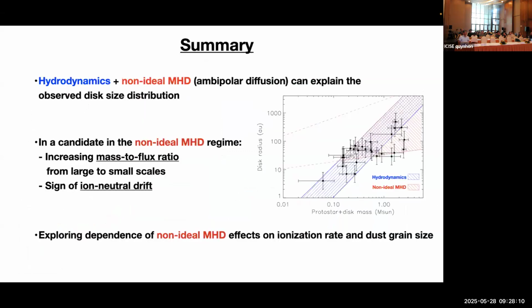Okay, so this is my final slide. To summarize our work, basically, with our model calculation, we can explain the observed disk size distribution. In one of the sources, we indeed detect features of ambipolar diffusion, and we are now going for a larger sample to test whether we can see a similar trend in other sources. As the next step, we want to understand what determines the efficiency of ambipolar diffusion, whether it's due to ionization rate or grain size distribution. So I will stop here and take questions.